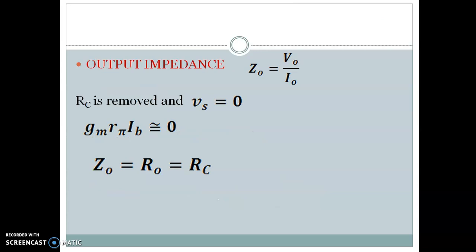For the output impedance, the procedure is first to make Vs equal to 0 and then remove the load resistor. Here only the collector resistor is used as load, so RC is removed and Vs is 0. When Vs is made 0, Is is 0, IB is 0, so gm r pi IB is approximately 0. It appears as if we are looking into the impedance from the output terminal. So your Z0 is equal to R0 is equal to RC.